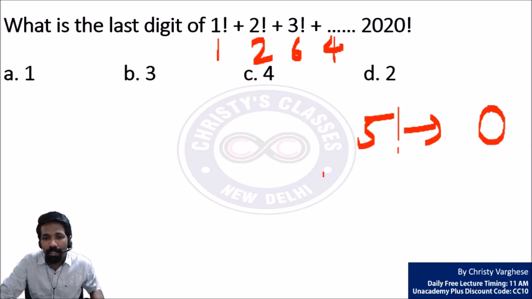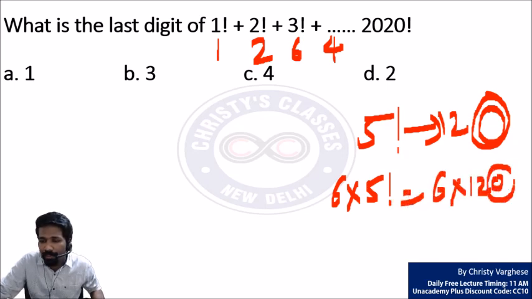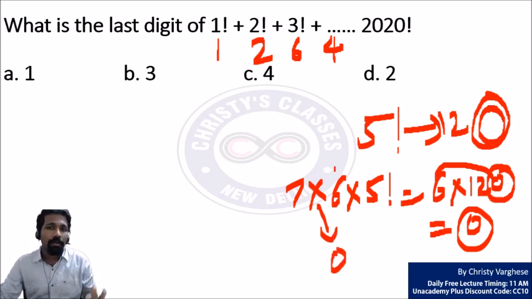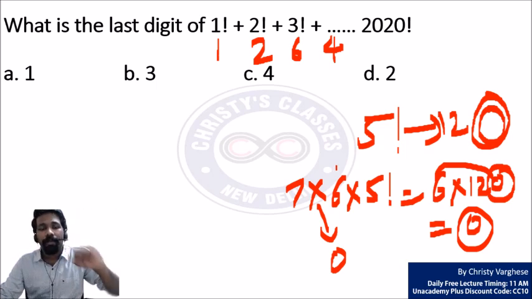Why? Because what is the factorial concept? 5 factorial is 120. Once you understood 5 factorial ends in 0, 6 factorial is 6 into 5 factorial, na? 6 into 120. A 0 ending number multiplied with anything, you will get a 0 ending answer only. Now 7 factorial is 7 multiplied with this. That also will give you 0 only. So understand, for the factorial concept, 5 factorial and above, all of them end in 0.